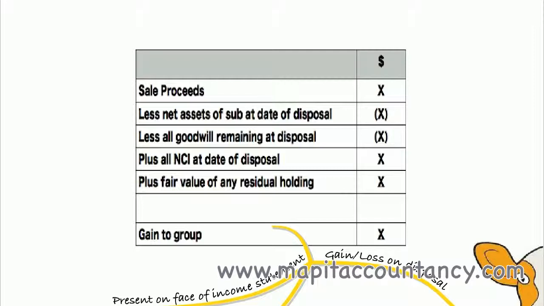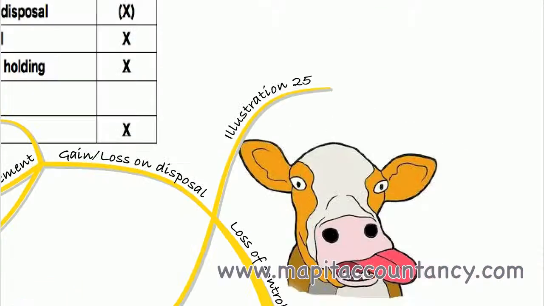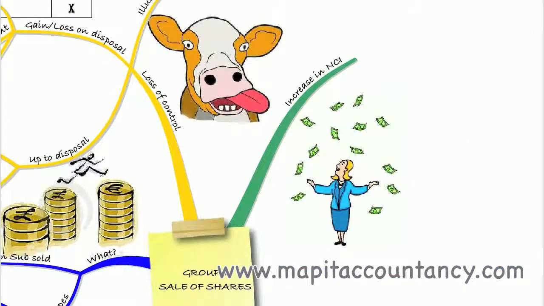We add back in all of the NCI at the date of disposal, and we add back the fair value of any residual holding. So that will be if there's an associate or an investment remaining, the fair value of that, and that will be given to you in the exam. Adding all that up gives us the gain or loss to the group. So that's how we deal with the loss of control. We then don't consolidate the subsidiary because it's no longer a subsidiary. We treat it as an associate or an investment, or indeed nothing if we sold it all. So we did that in illustration 25, and then we looked at increasing the NCI.